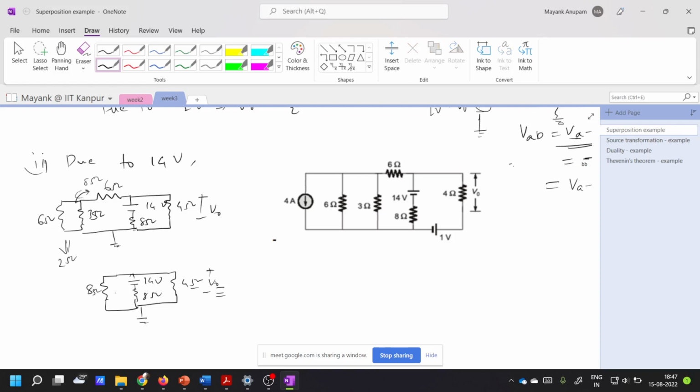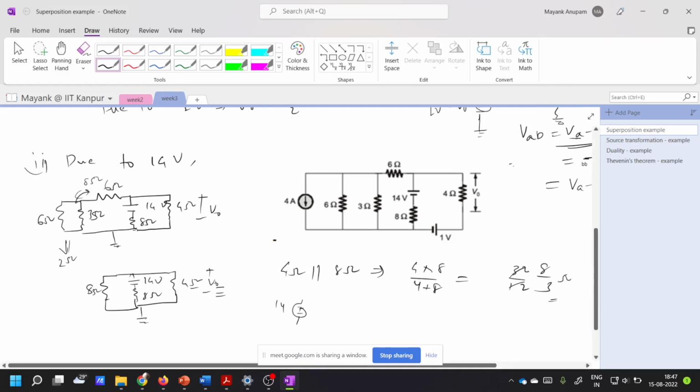You can see that this 4 ohms and this 8 ohms are in parallel, isn't it? So 4 ohm in parallel with 8 ohms becomes 4 into 8 divided by 4 plus 8, which is 32 by 12, that is 8 by 3 ohms. Now we have a voltage source of 14 volts, then a resistance of 8 ohms, and then a resistance of 8 by 3 ohms.